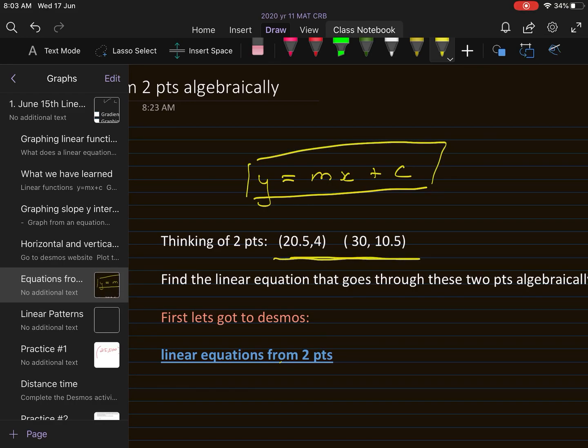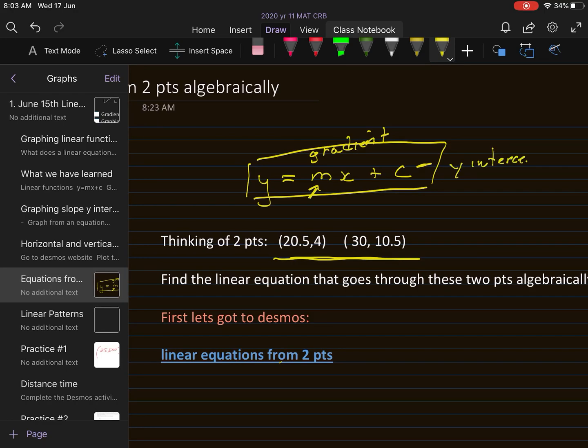So sometimes these 2 points are not all that friendly either. They're decimals and they're not whole numbers. So sometimes it's problematic to get gradients and y-intercepts from the graph. So basically, we've got 2 points. We know that we have the gradient here, and we know the y-intercept is here.